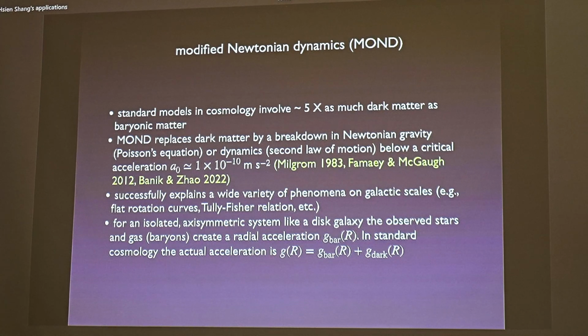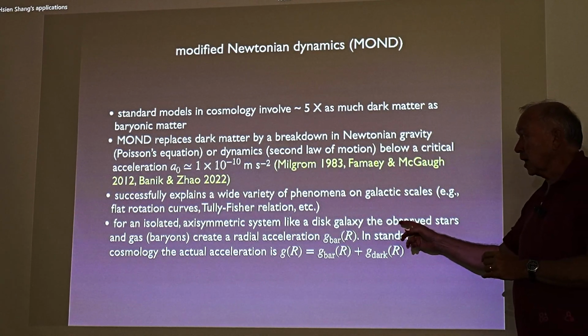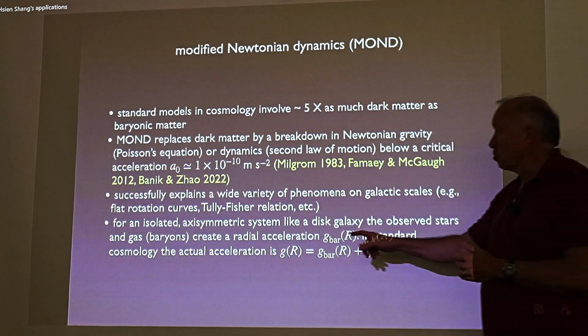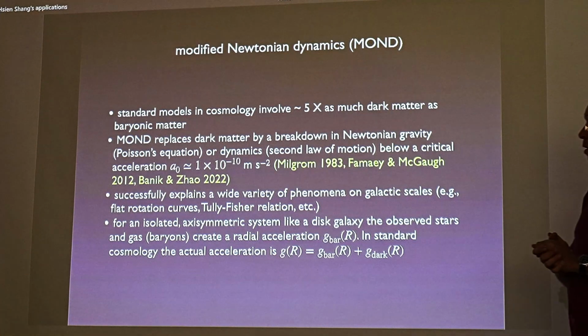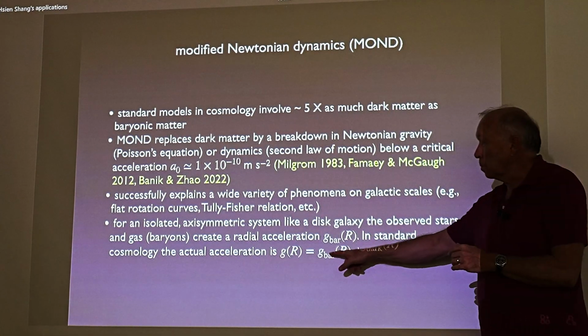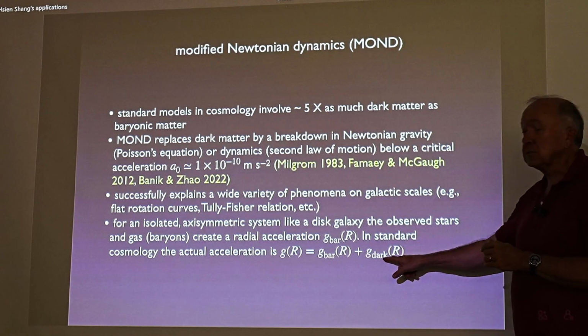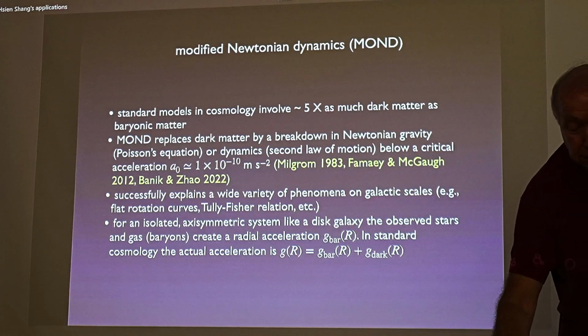So in particular, the place where MOND works the best is on explaining observations of dark matter in disk galaxies. In a disk galaxy, the observed stars and gas, that is the baryons, create a radial acceleration, which I've called g sub baryon. And in standard cosmology, the actual acceleration would be the baryonic acceleration plus the acceleration from the dark matter halo.